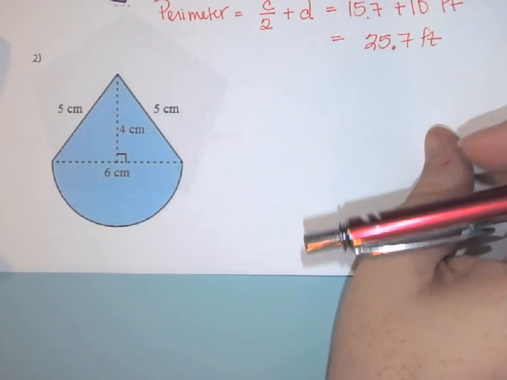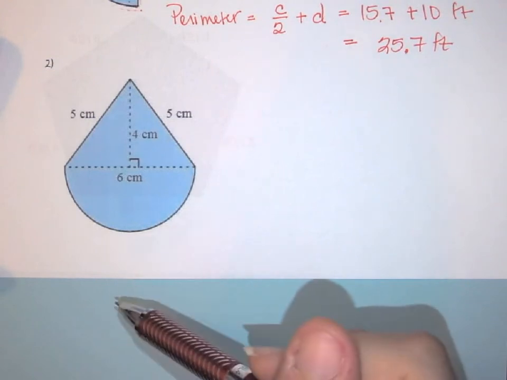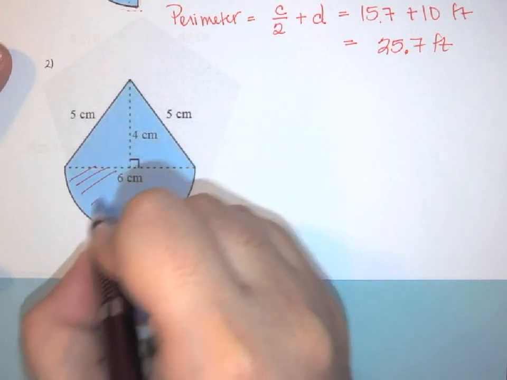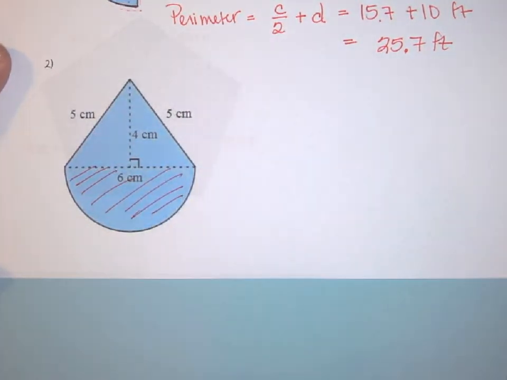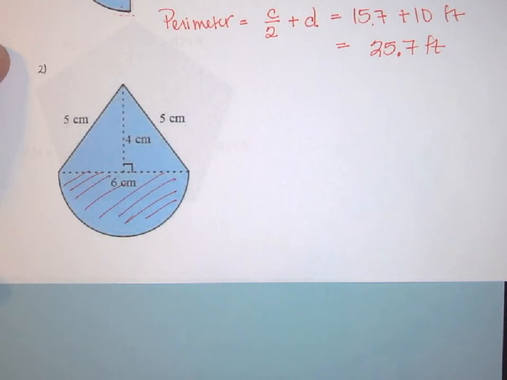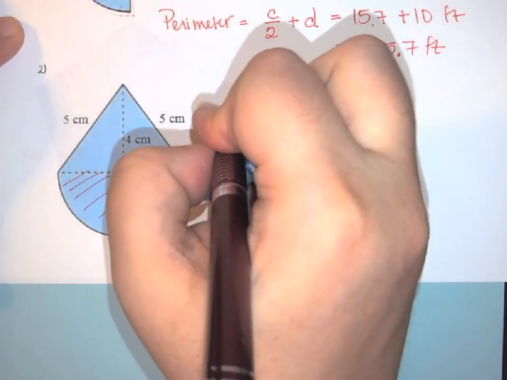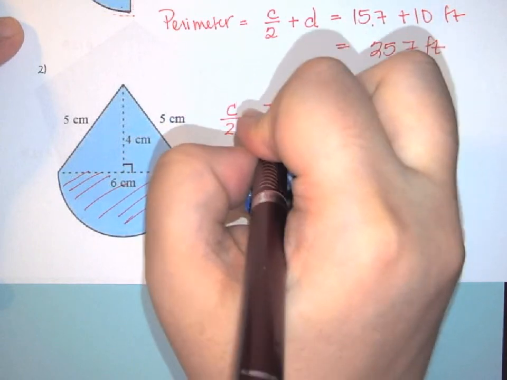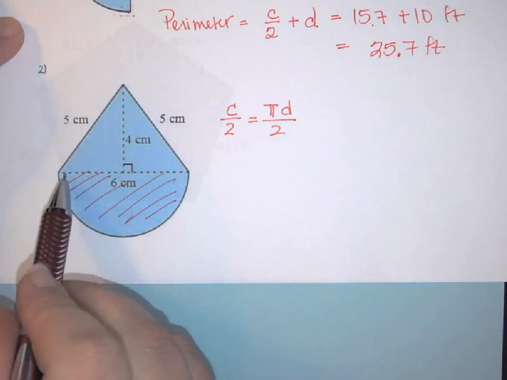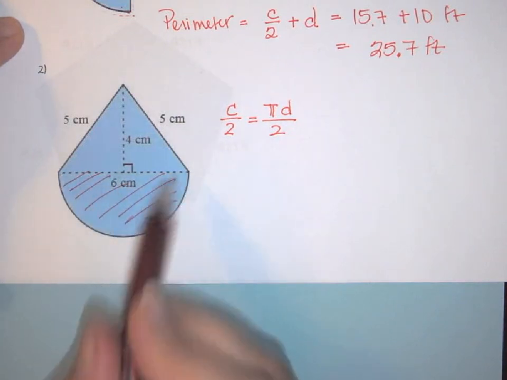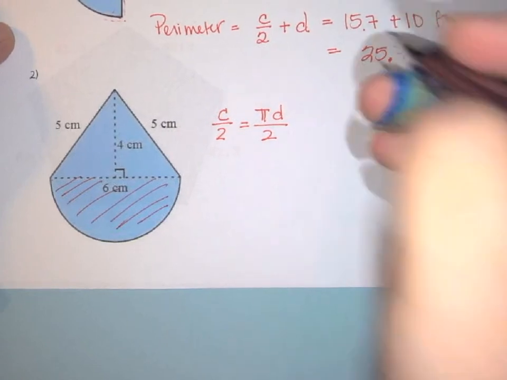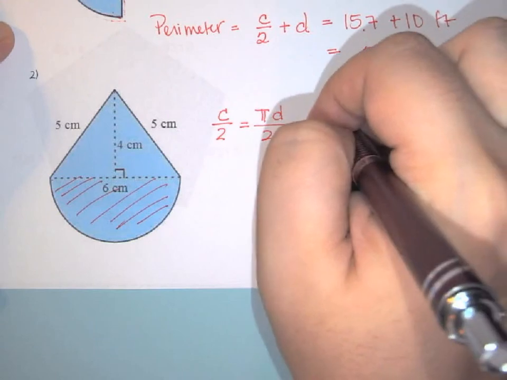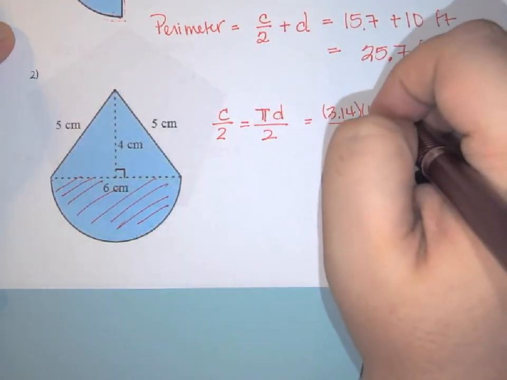Now this next one is adding two shapes together. So notice I have here in this part I have half a circle, and I still want to find the perimeter. So here again I have to do circumference over 2. So again we're looking at pi times my diameter over 2, and I know it's diameter because that's what I've been given, is a diameter of 6. So here this is going to be 3.14 times 6 all over 2, and this is centimeters.